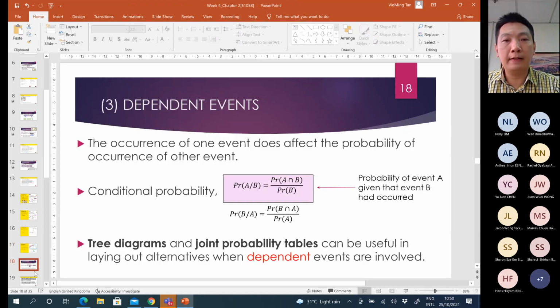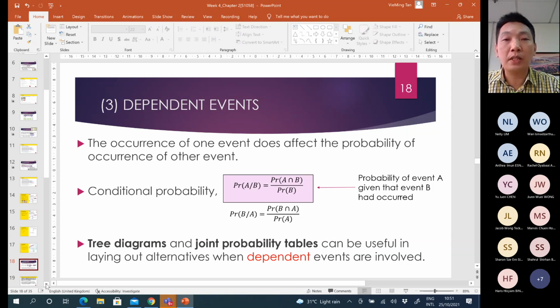Then move on to the last concept that we need to know, dependent events. What is the meaning of dependent events? It means the chance of one event will influence the chance for another event to happen. If A and B are dependent, then the chance of event A will influence the chance of event B happening, and vice versa.